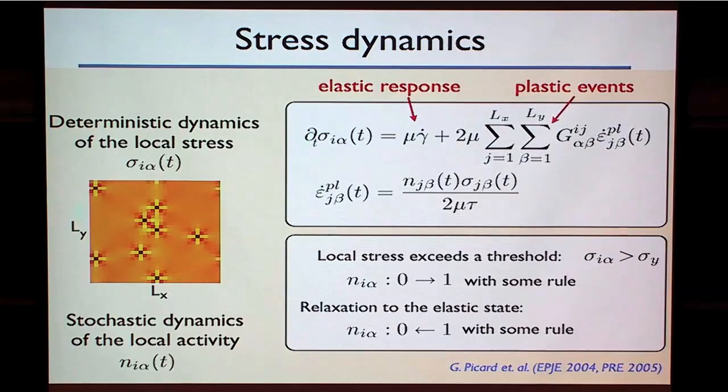And typically what we write down is that when the local stress exceeds the threshold, then it will yield. So 0 goes to 1 with some stochastic rule. And we also have relaxation to the elastic state again, so it goes from 1 to 0 with another stochastic rule. I don't specify these rules here because they can be different, and I will go into this discussion when I talk about the athermal idea of modeling the systems. Okay. This was introduced first by Guillemette Picard.